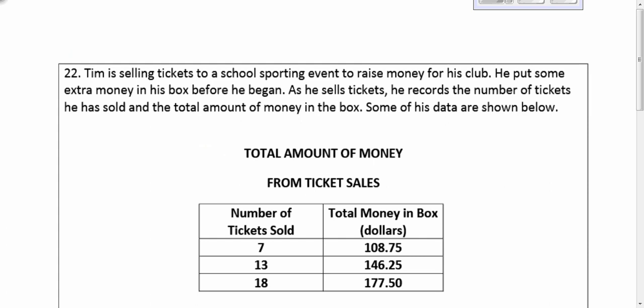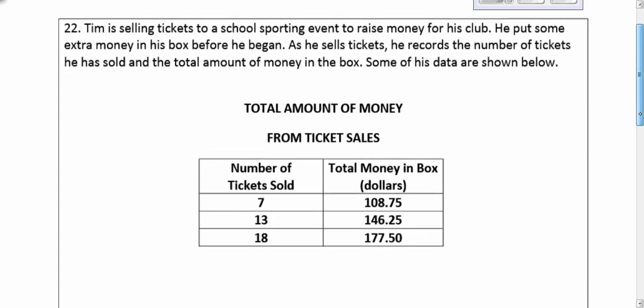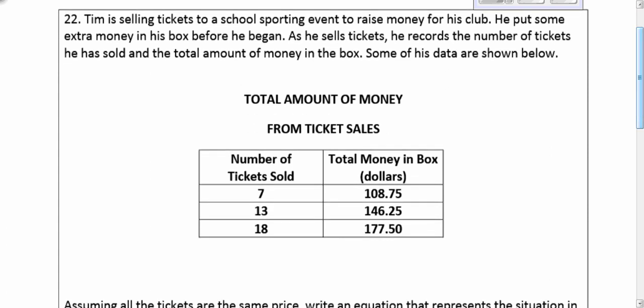And that question is finished. Number 22, Tim is selling tickets to a school sporting event to raise money for his club. He put some extra money in his box before he began. As he sells the tickets, he records the number of tickets he has sold to the total amount in the box. Some of his data is shown below.